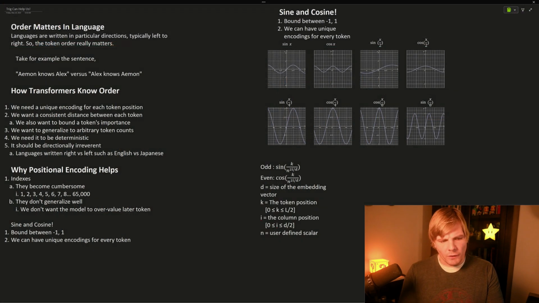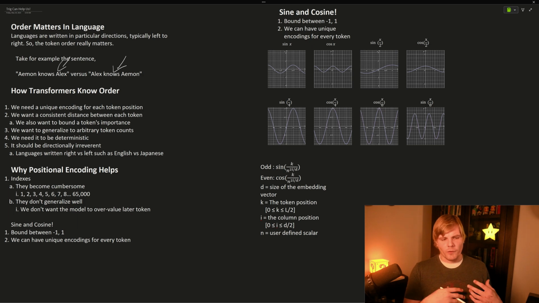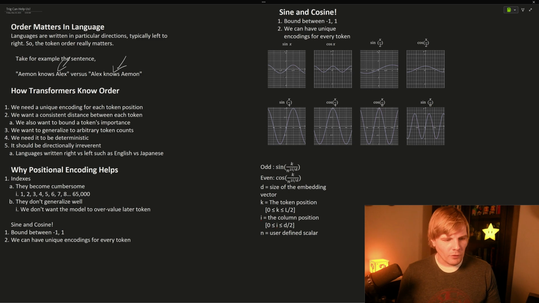So why positional encoding matters to language models is because we want the language model to understand the position of each token. And order does matter in languages. So if we look at the sentence "Eamon knows Alex" versus "Alex knows Eamon," we have two sentences with very similar concepts, but completely different meanings. So for our positional encoding for our large language models, we would like a few different criteria to be met. We would like the encoding for each position to be unique. We would like a consistent distance between each token, and preferably we would like those distances to be bound.